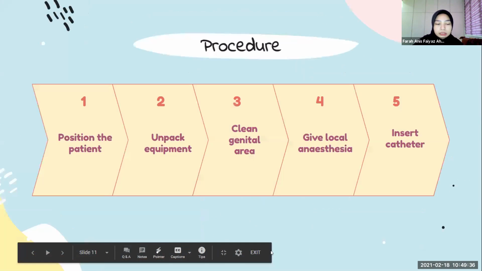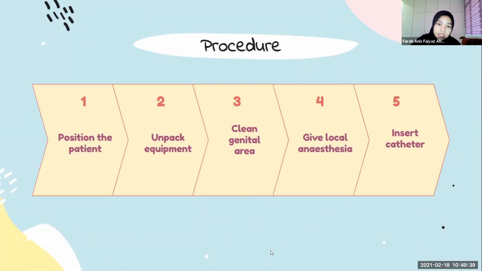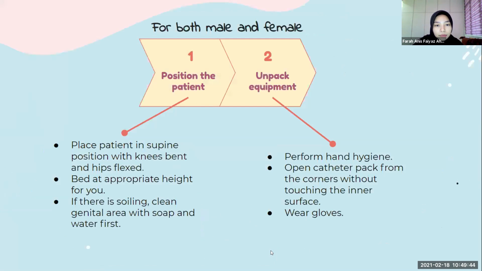And next, as for the procedure, this is basically the procedure that we need to perform. For the first one, which is to position the patient, this is for both male and female patients. We need to place the patient in supine position with knees bent and hips flexed, or in frog leg position. And then set the bed at an appropriate height for us. And if there is any soiling, we need to clean the genital area with soap and water first.